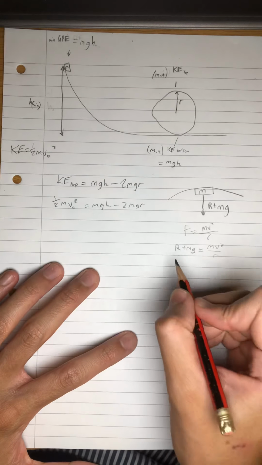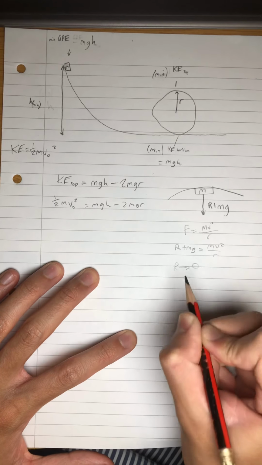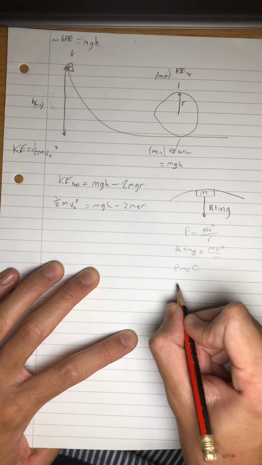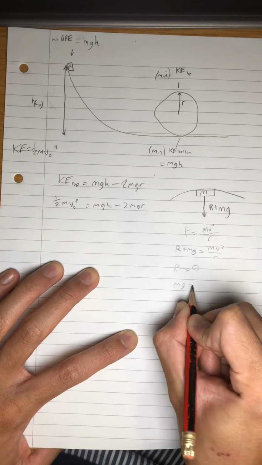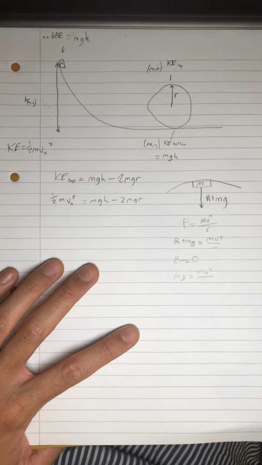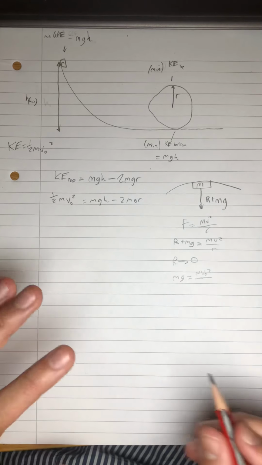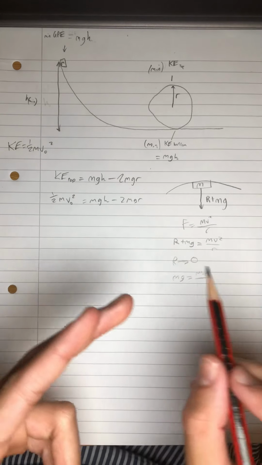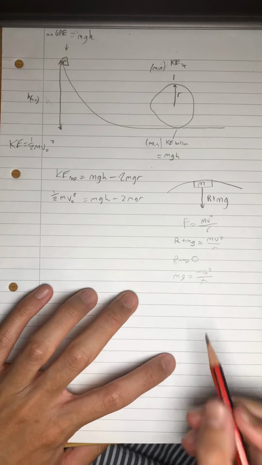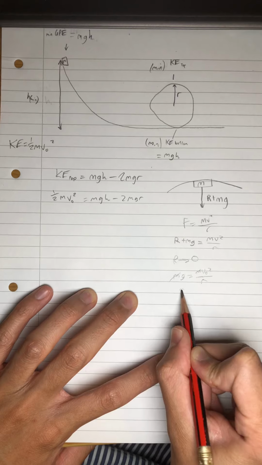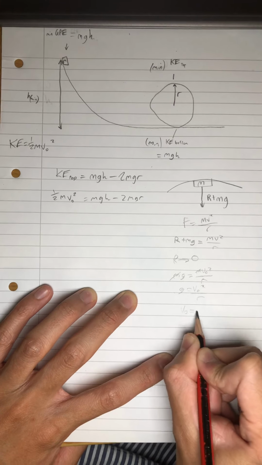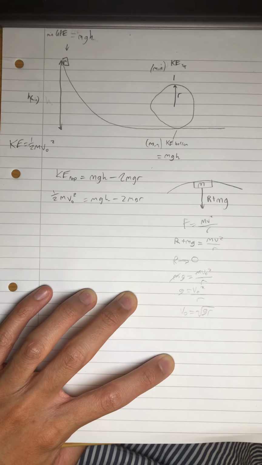And how we're going to do that is just set R to 0, because there's not going to be a reaction force if you're not touching it, and it's therefore just mg equals mv0 squared over r. Now we're using the v0 because we're talking about minimum velocity needed. What's the velocity where R is 0, which is going to be v0. We get this expression. We just cancel out the m's here. It's just g equals v0 squared over r, or v0 equals root gr.